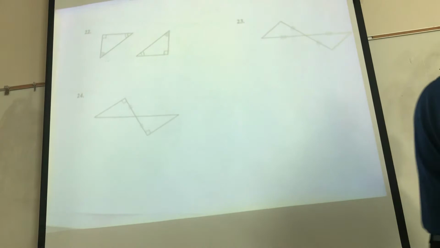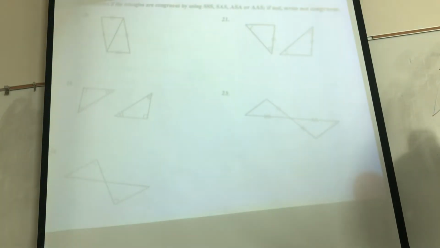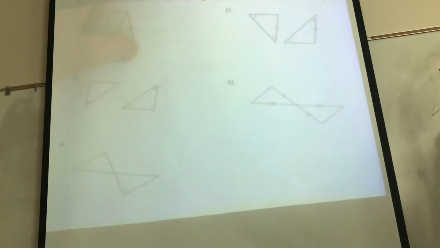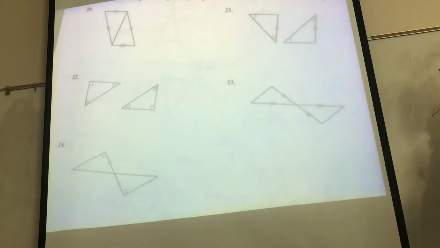Okay, number 18, it gives me the triangles. It tells me what's going on. A is 50, J is 45, S is 16x plus 5. What's the value of x?